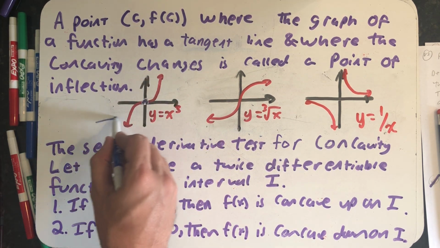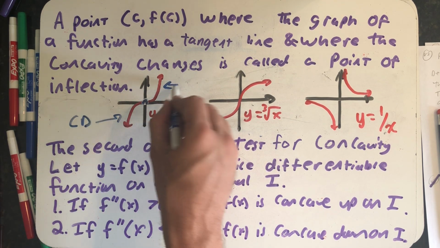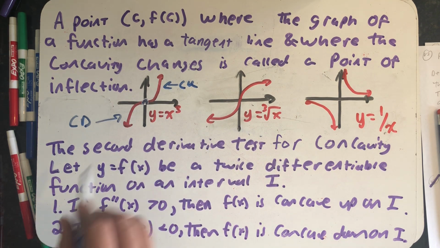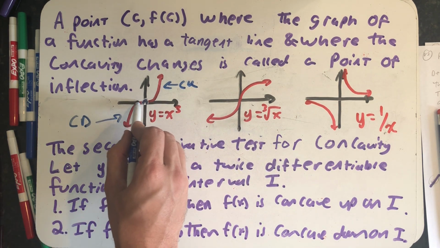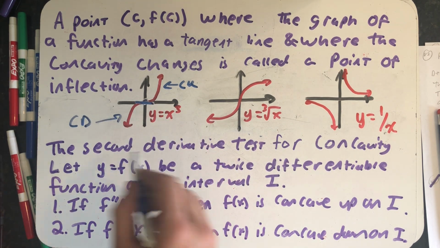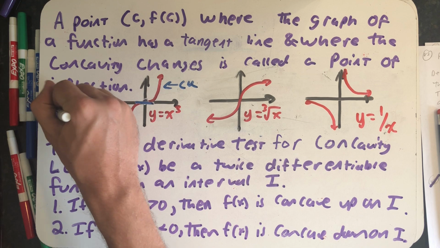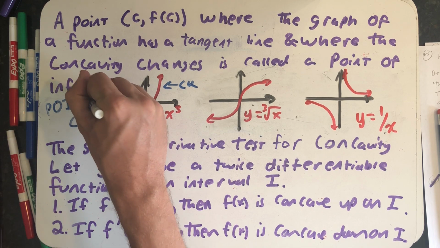On the left-hand side of the origin, I see a concave down shape, and on the right-hand side, I see a concave up shape. At the origin, there is a horizontal tangent line. So I meet both conditions, that there is a tangent line and the concavity changes. So for y equals x cubed, I can tell you for sure there's a point of inflection at (0, 0), the origin.